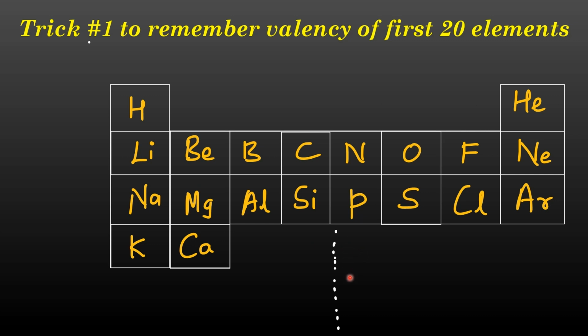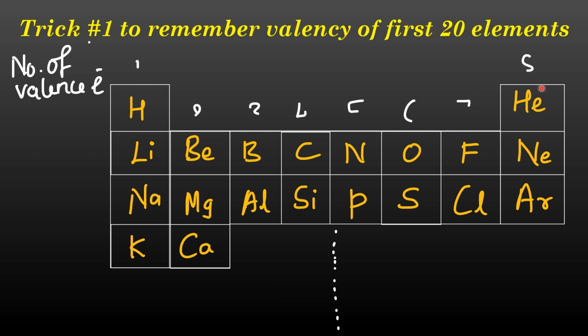So then what you have to do, when you write it in this way, write on the top of it the number of valence electrons. Simply 1, 2, 3, 4, 5, 6, 7, 8. So the columns, which you call groups, will represent the number of valence electrons. Then at the bottom, you will write the valency of all the elements. Whichever elements are coming in the same group, they have the same valency.